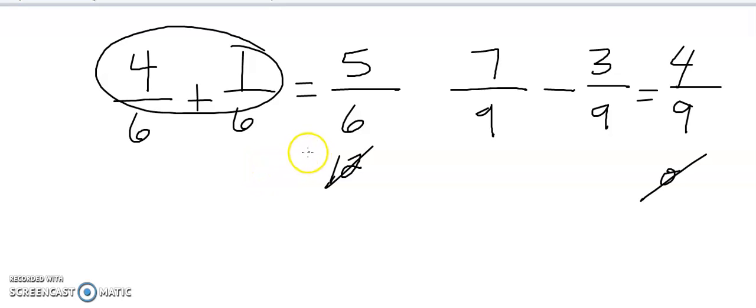Okay, so hopefully this helps you out with adding and subtracting fractions. Remember, keywords together and with mean you add. How much more, left, how many more, that means subtract. Okay.